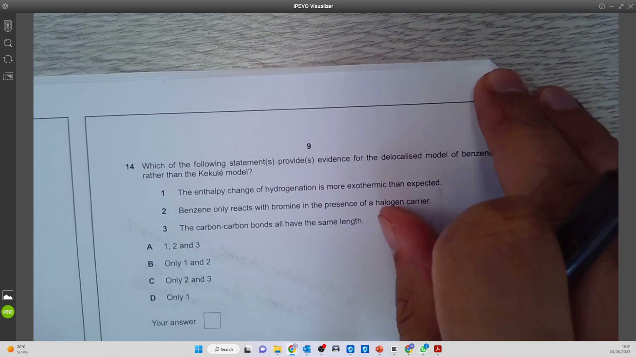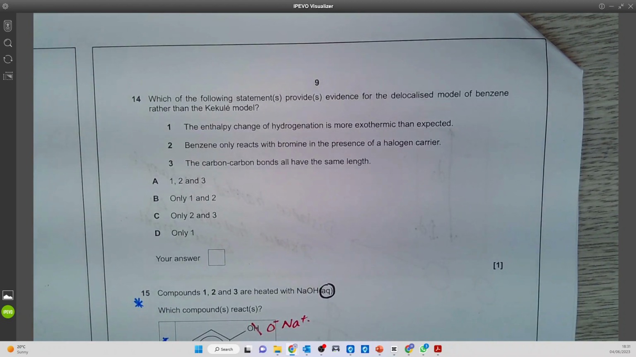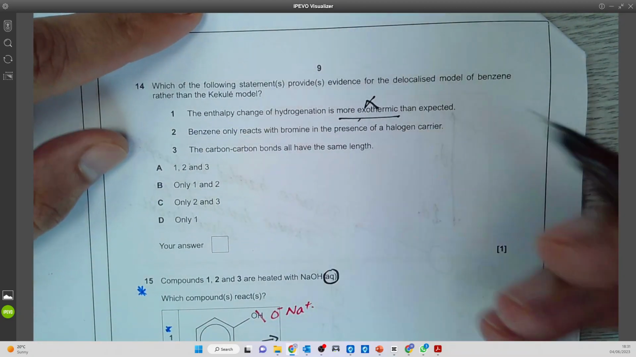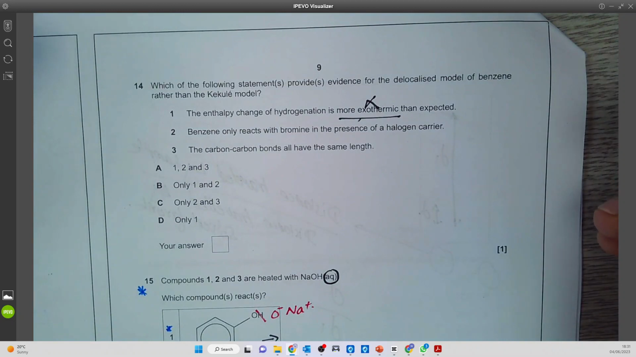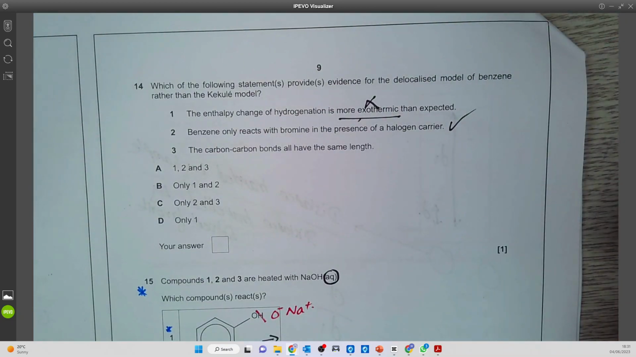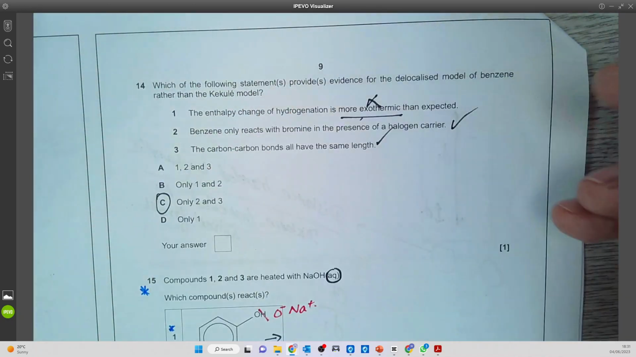Question number 14 says, which of the following statements provides evidence for the delocalized model of benzene rather than the Kekulé model? The enthalpy change of hydrogenation is more exothermic. Is it more exothermic? This is wrong, it is less exothermic. Benzene only reacts with bromine in the presence of a halogen carrier. That's right. The carbon-carbon bond lengths are all the same. That's true as well. So for 14, the answer is C.